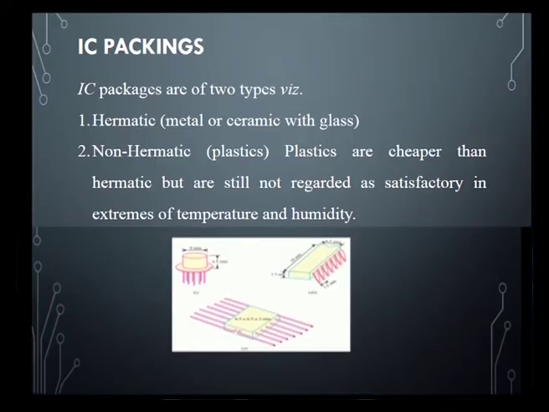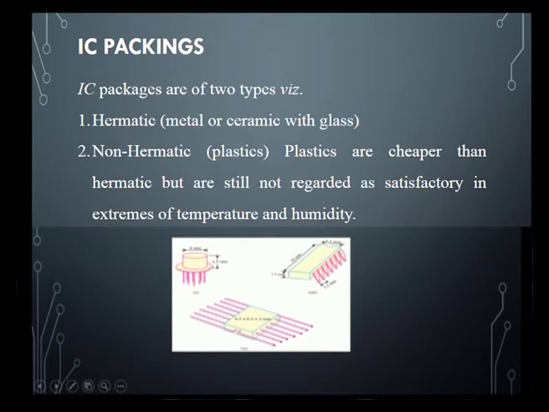So, we need to protect the ICs from the external environment by suitable packing. The materials we use for IC packaging are hermetic, metal or ceramic with glass. The very first type is hermetic, where we use metal or ceramic with glass to cover the ICs. Next is non-hermetic, where mostly plastics are used for packing. Plastics are cheaper than hermetic, but are still not regarded as satisfactory in extremes of temperature and humidity. Most ICs come with the non-hermetic package. For extremely high temperature, plastic or non-hermetic packaging is not recommended.